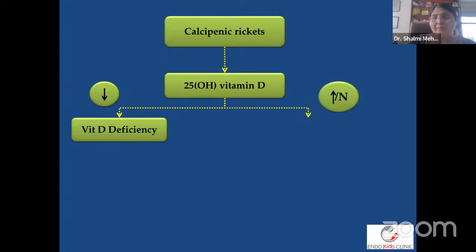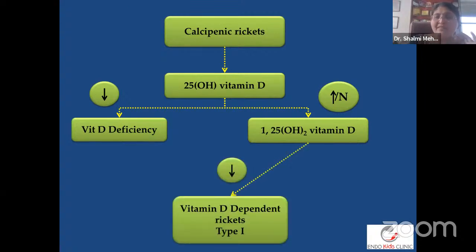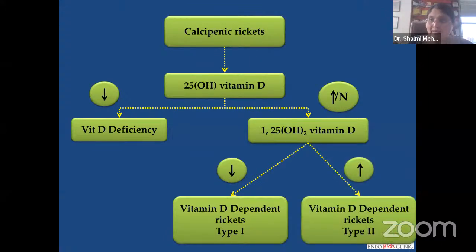But if your vitamin D levels are high or normal, you would do a 1,25 dihydroxy vitamin D, because in spite of high levels of vitamin D, why is the rickets not improving? So you would do a 1,25 dihydroxy vitamin D. If that is low, so 25 to 1,25 conversion is not happening. That is VDDR type 1. But if even that is high, so the body is making a lot of 1,25, it is not able to act. So receptor deficiency, that is your VDDR type 2 rickets, right?